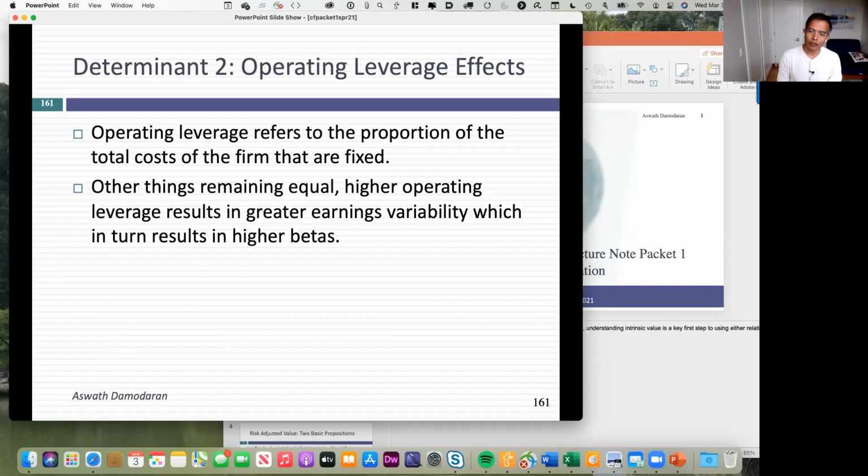What kind of product or service do you provide? And start thinking about your company. Let's move to the second factor that drives betas.